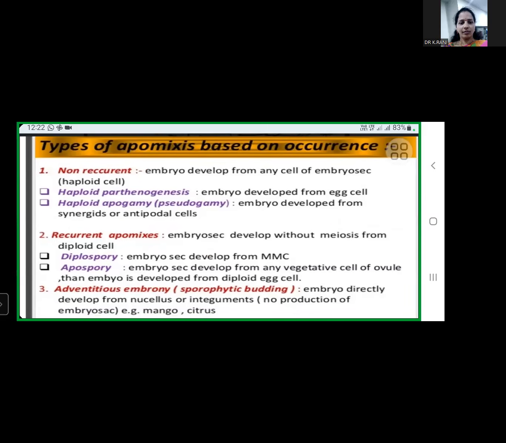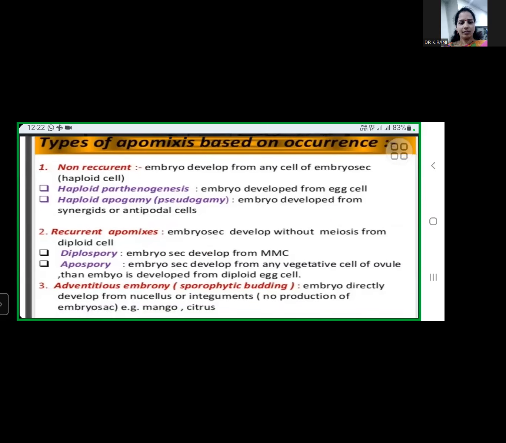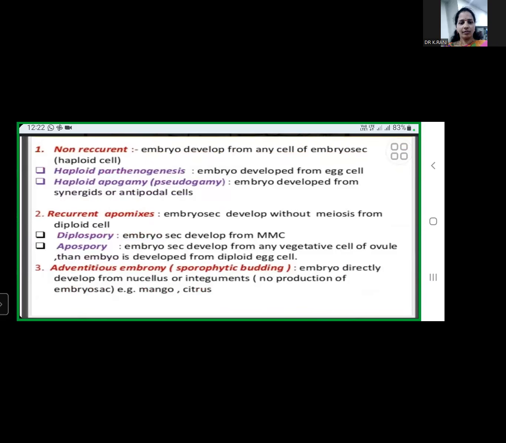And in recurrent apomixis, the embryo develops from diploid cells. We'll discuss diplospory and apospory. In diplospory, the embryo sac develops from the megaspore mother cell. In apospory, the embryo sac develops from any vegetative cell of the ovule, and then the embryo develops from the diploid egg cell.